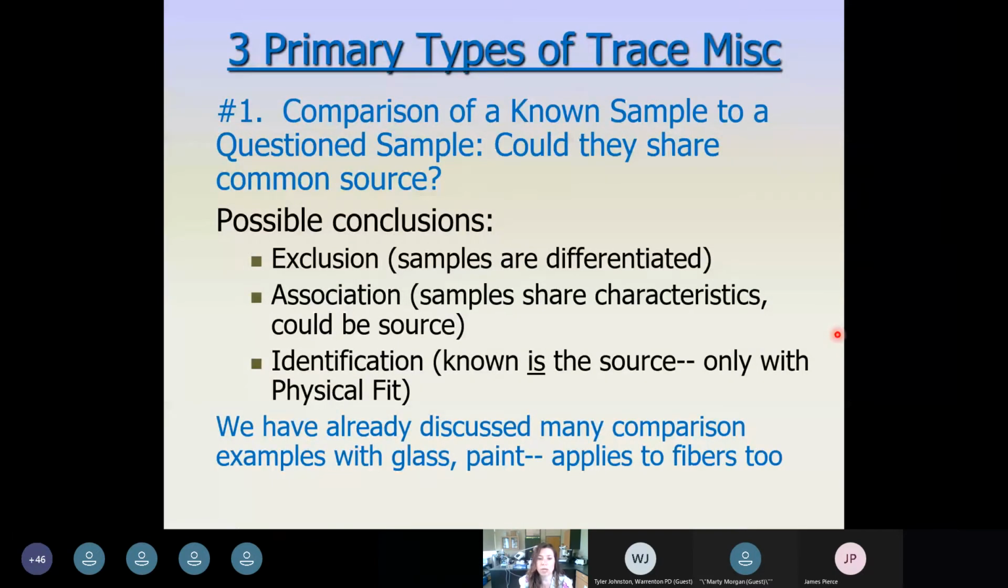Trace miscellaneous falls into three general categories. The first one being of a comparison nature. So could this known sample have come from, or can they share a source with this questioned one? This is very similar to when we talked about paint comparisons or glass comparisons in previous weeks. Same situation. We have an unknown sample and known sample. We're going to be able to do our analysis and provide you with either an exclusion, noting these samples do not have anything in common, they are differentiated, or if they are associated, and if this questioned sample could be from this known source. Identification is reserved only for the physical fit categories as a reminder. So for the most part, your reports with comparisons are going to be an exclusion or an association.